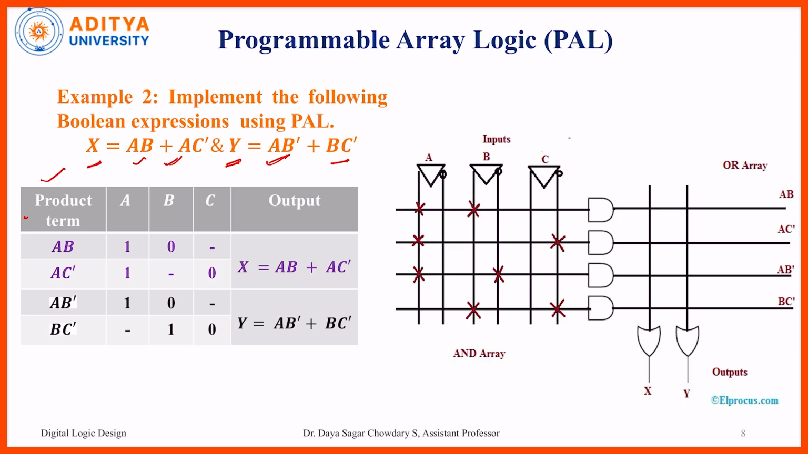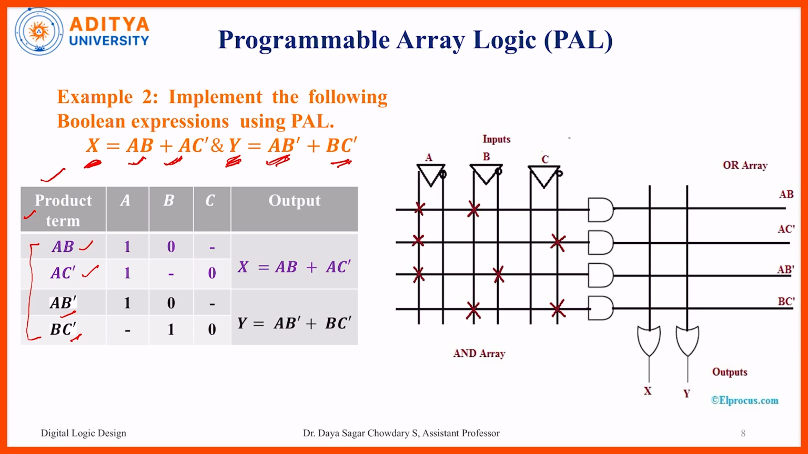Here the first column indicates the product term. So each product term we have to place here. First AB, and then AC bar. These 2 are indicated in blue, that means these are under the X term. And AB bar belongs to Y, and BC bar belongs to Y. These 2 terms are represented in black, so they belong to the Y expression.